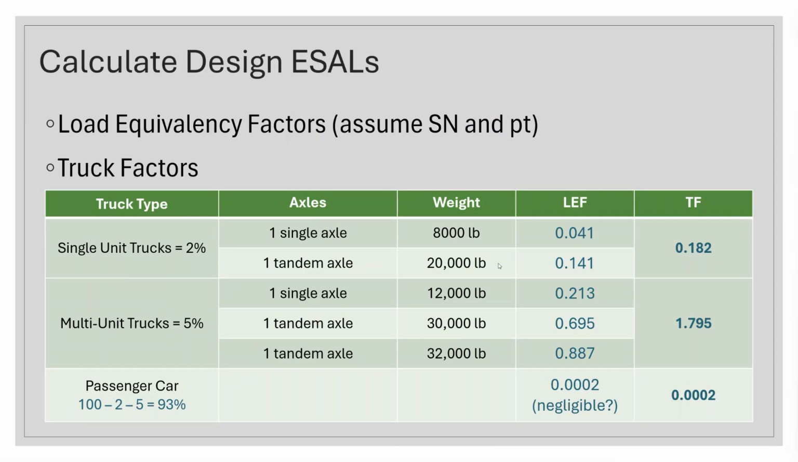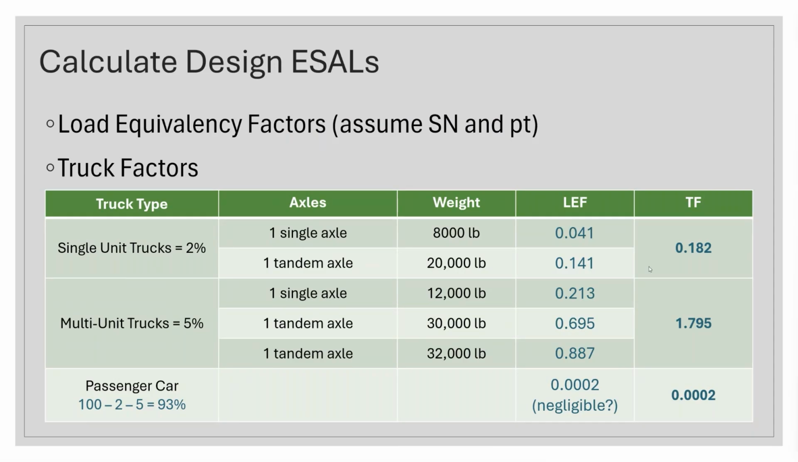And then you can look up load equivalency factors, and these will be based on structural number and terminal serviceability, which we'll talk about a little bit later. So we will circle back. But for the single axle, the load equivalency factor is 0.041, and for the tandem axle is 0.141. Those numbers get added together because those are the two axles that go with that singular vehicle to get an overall truck factor of 0.182.